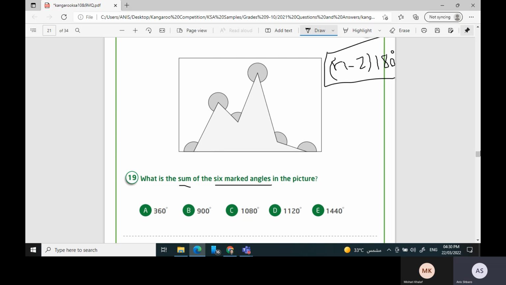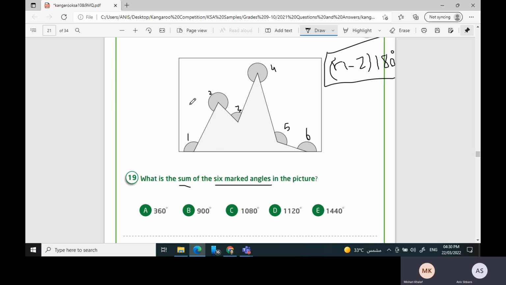We have 1, 2, 3, 4, 5, 4 sides. Let me name the angles, and then we can count the sides. You are counting these sides: 1, 2, 3, 4, 5. Remember, you have 6 sides. Oh, this one is a side as well, okay.